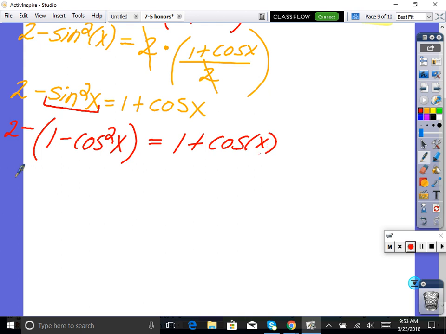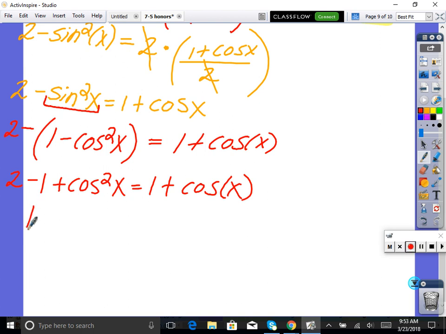So now we have 2, distribute the negative, minus 1 plus cosine squared x equals 1 plus cosine of x. 2 minus 1 is 1, so 1 plus cosine squared x equals 1 plus cosine of x. You see, I'm just combining like terms. So then what? You tell me.